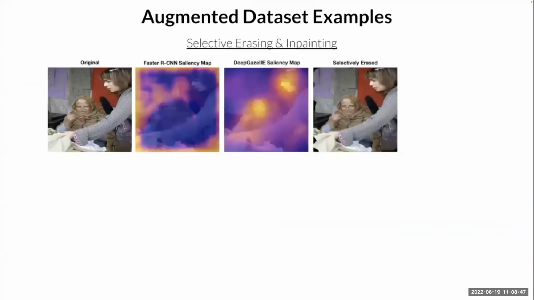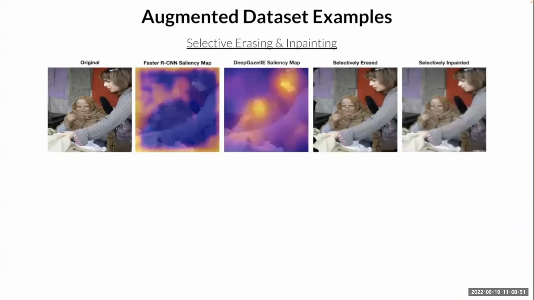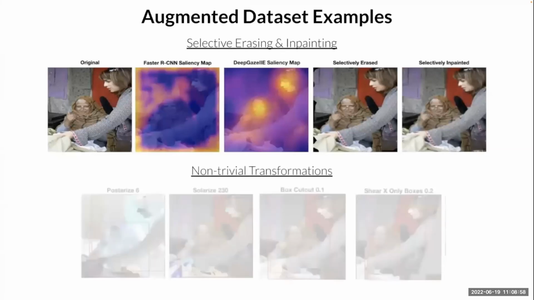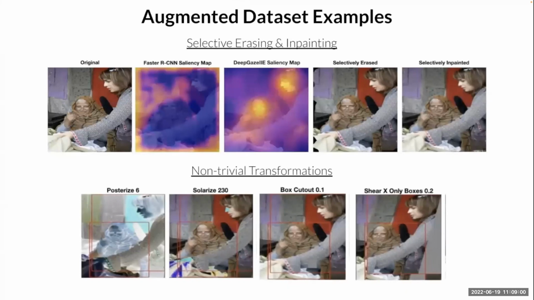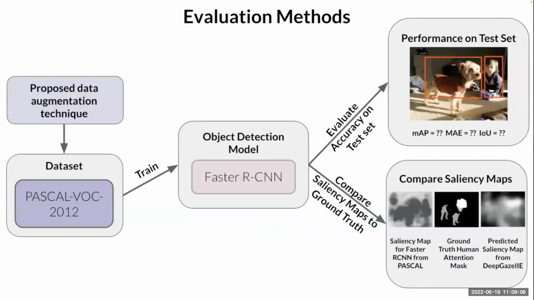The goal of selective erasing is to get rid of potential spurious patterns. The selective inpainting uses selective erasing and then inpaints the erased image. To improve the model generalization, we also apply several different non-trivial transformations to the images, such as bounding boxes, color, and geometric augmentations. We fine-tuned Faster RCNN on the Pascal 2012 training set with our augmentations and save the model to evaluate later.